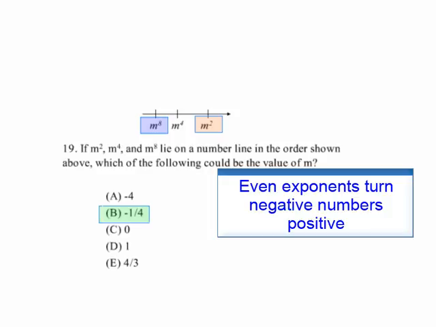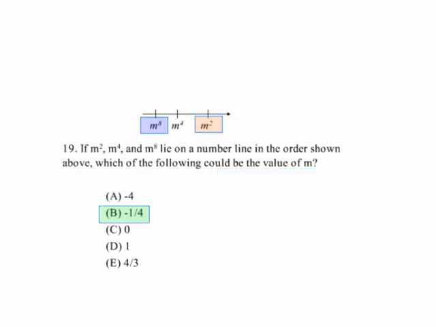Even exponents turn a negative number positive. So we can get away with having negative 1/4. So we've got a fraction that's less than 1 but greater than negative 1. And when we square it, it's going to be greater than when we multiply it to the fourth or to the eighth.